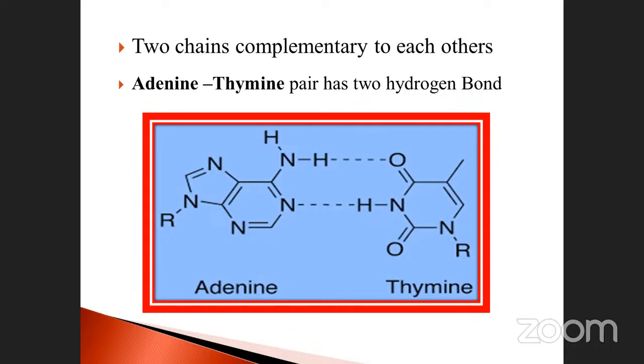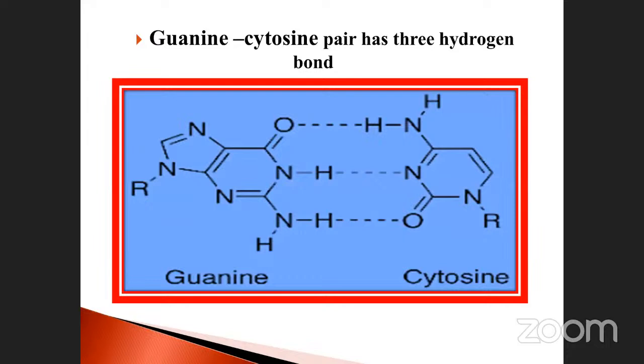That is a hydrogen bond. So this is also one of the questions. I will tell you how it becomes. Another one, guanine and cytosine. The pair has 3 hydrogen bonds. See that? 1, 2, 3 hydrogen bonds.